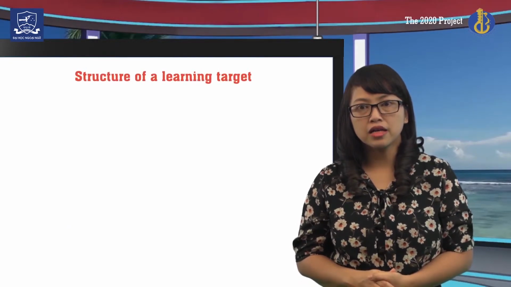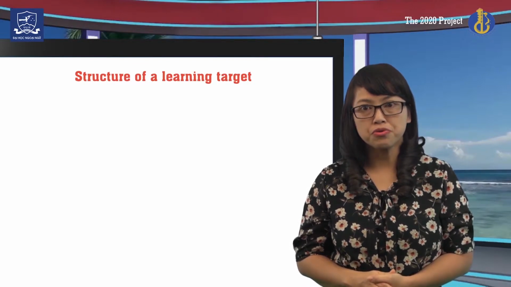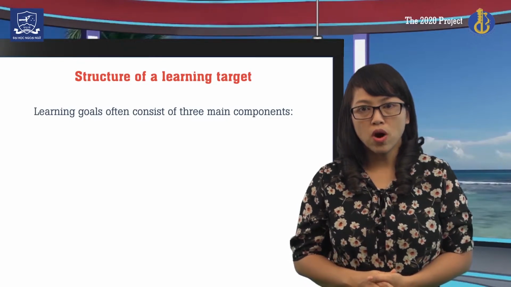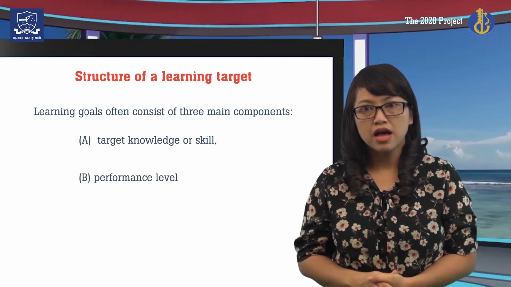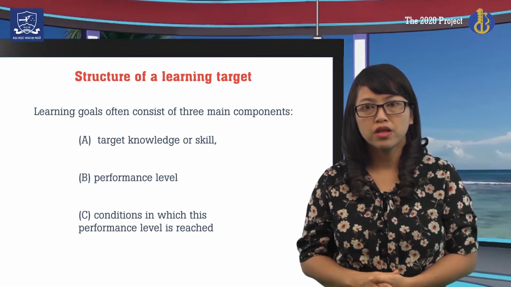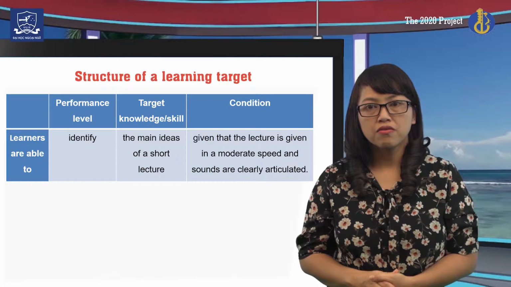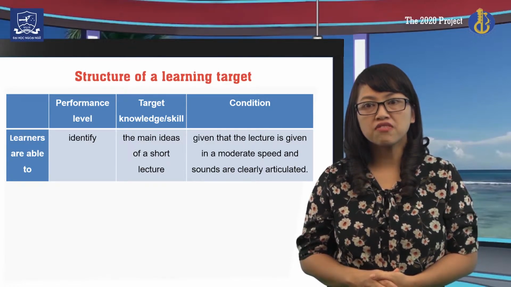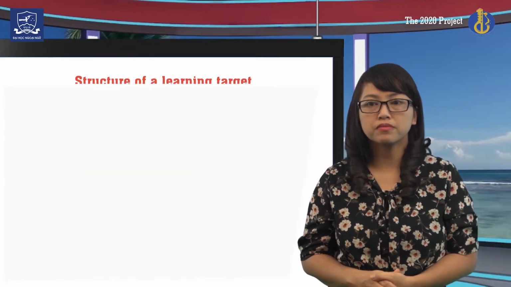Next, let's discuss an important content: how to write a learning target. Well, as a rule, you should include three main components when writing a target. 1. The target knowledge or skill. 2. The performance level. And 3. The conditions in which this performance level is reached. This is one example. Learners are able to identify the main ideas of a short lecture, given that the lecture is given at a moderate speed and sounds are clearly articulated.